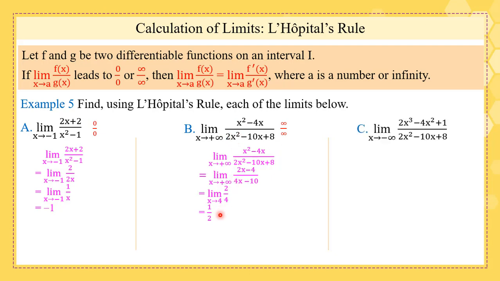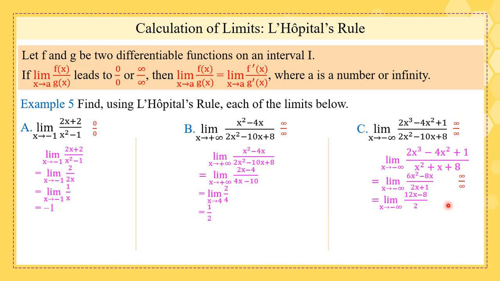Now let's see the limit of this function when x tends to minus infinity. This also leads to infinity over infinity, so we can also use L'Hopital's rule. We derive the numerator alone, the denominator alone. We have to derive it again because we also have infinity over infinity. And in this case, we get minus infinity.